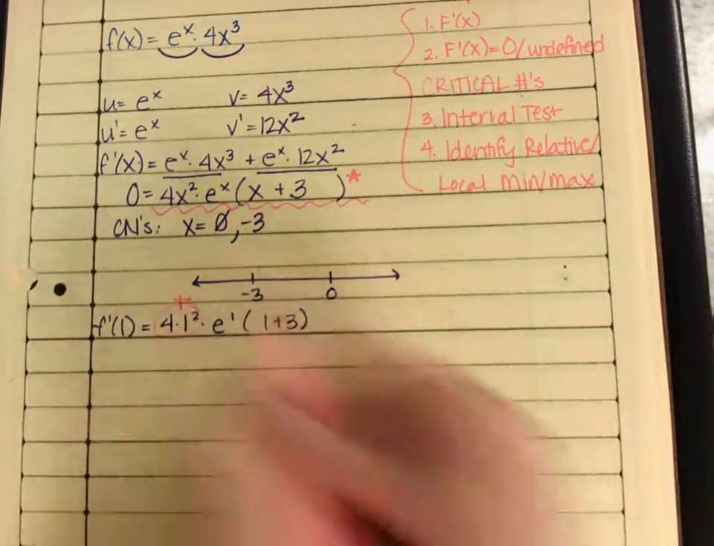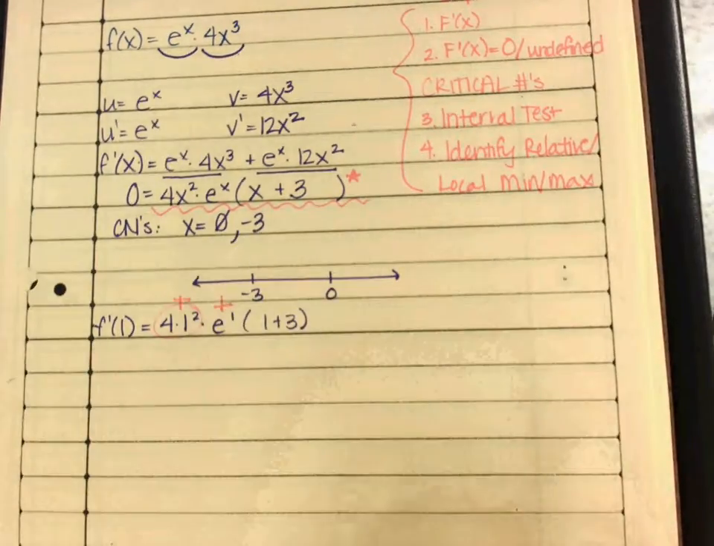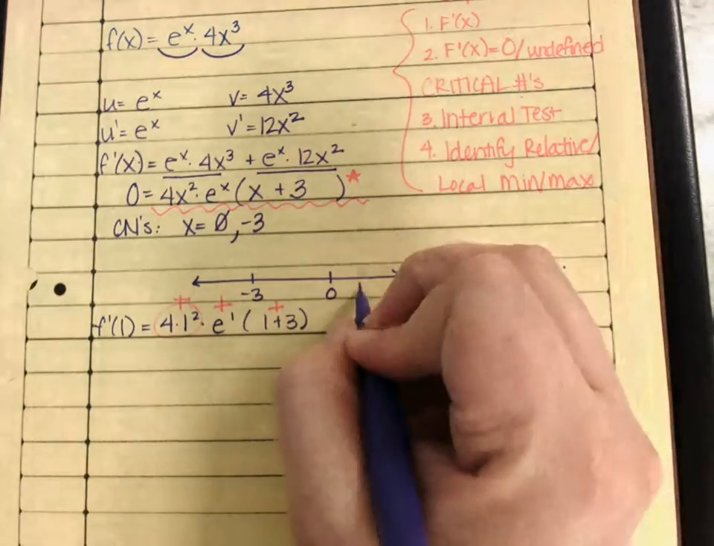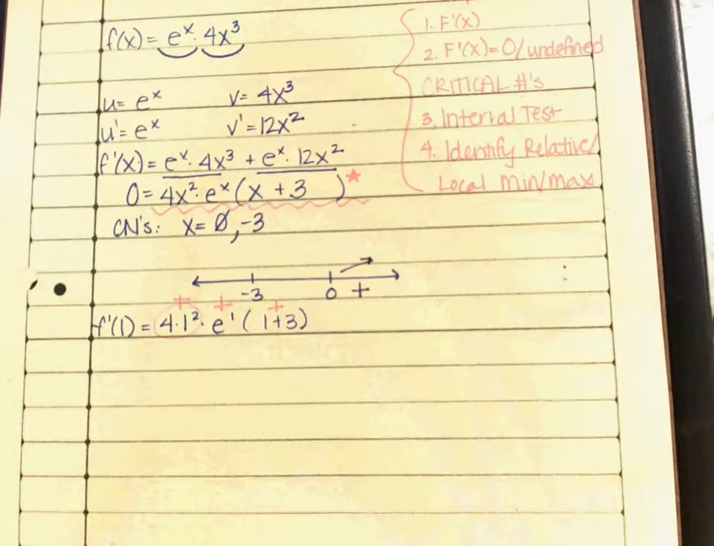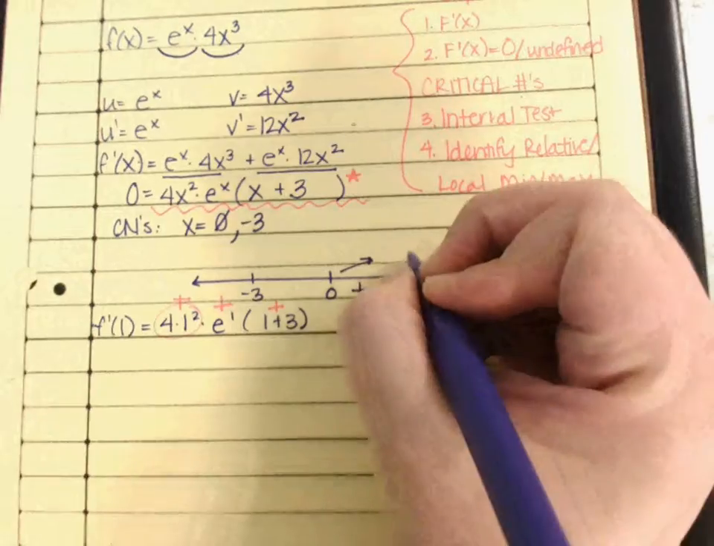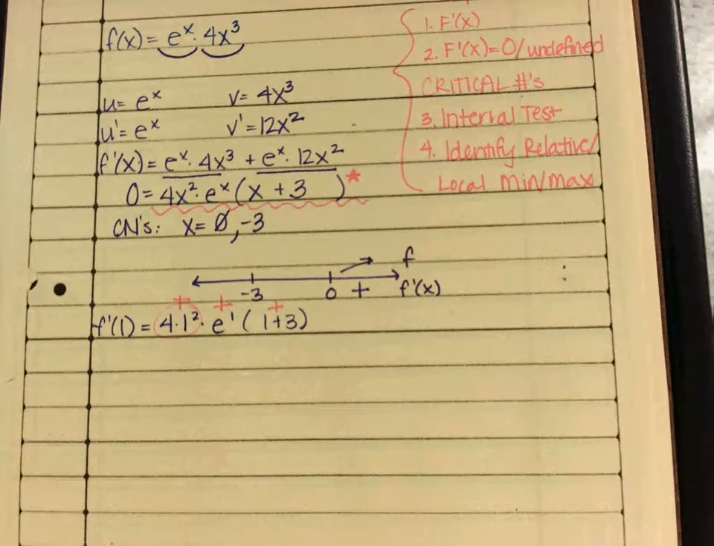What is e to the 1? What is 1 plus 3? What is a positive times a positive times a positive? So my interval to the right of 0 is positive. Remember that if f prime is positive, that's the slope, then f is increasing. So when f prime is positive, that tells me that f is increasing.